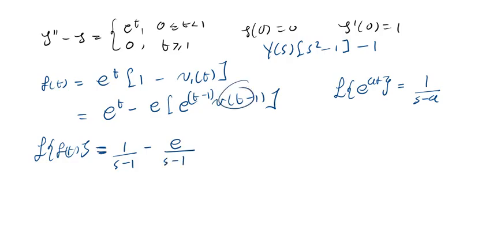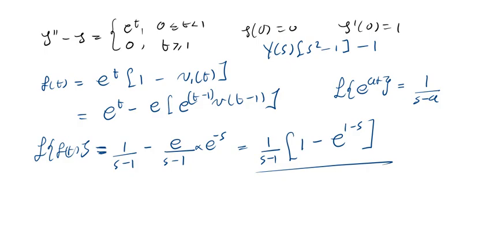Then this portion here gives you e to the minus s, because your c is 1. If you want, you can combine these two together by saying 1 over s minus 1, then I have 1 minus e to the 1 minus s, like this. Is this okay? That is for the right hand side.